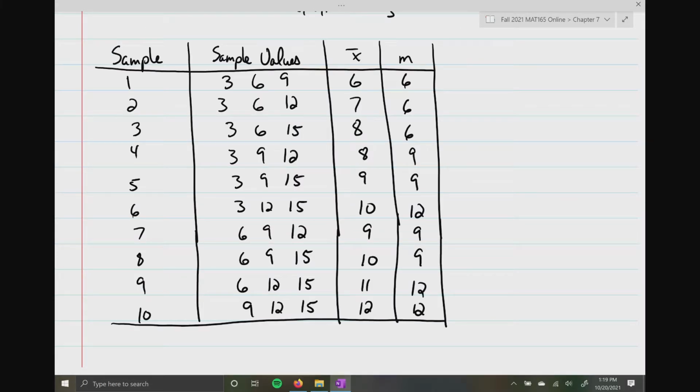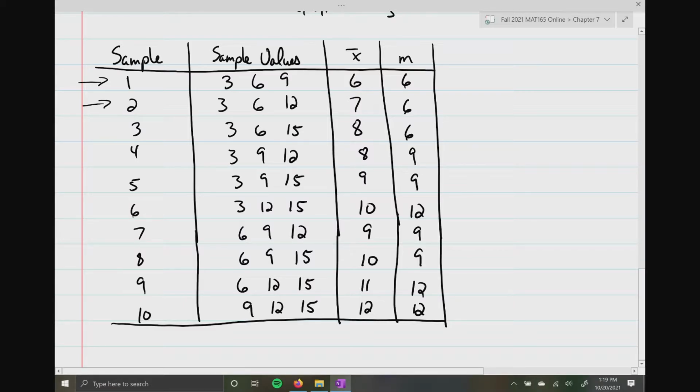Okay, I'm back, and here's our table. So if you want, you can write the table down, or you can just watch. I'm going to go ahead and just explain it. So in the very first row, we have our first sample. We randomly selected 3 numbers. Turned out to be 3, 6, 9. So what I did is I went ahead and calculated the mean, which is 6, and the median, which is also 6. Then I did it for the second sample.